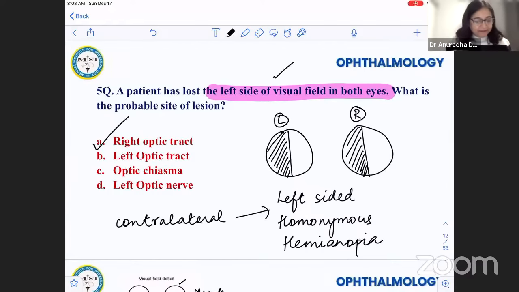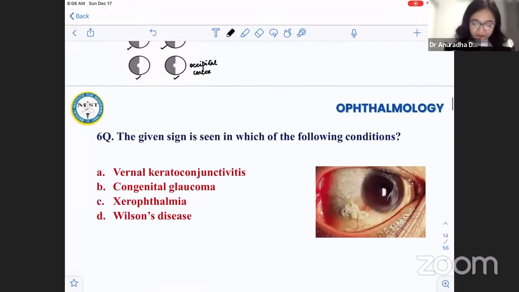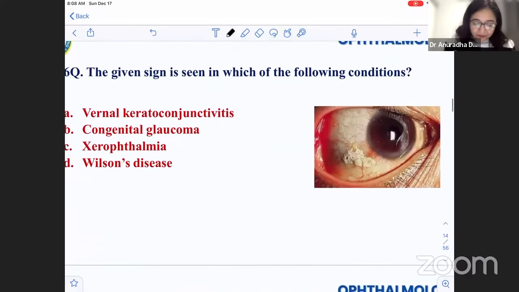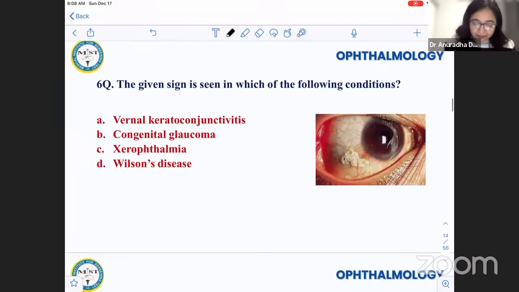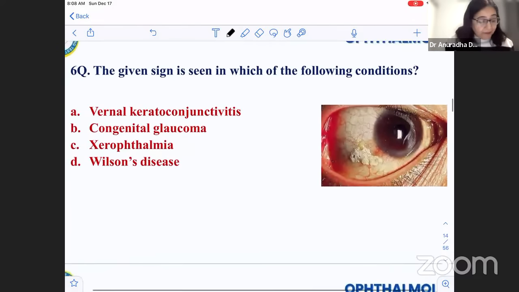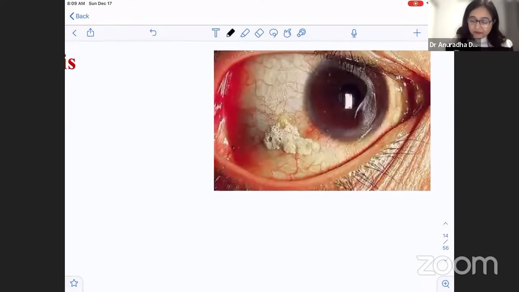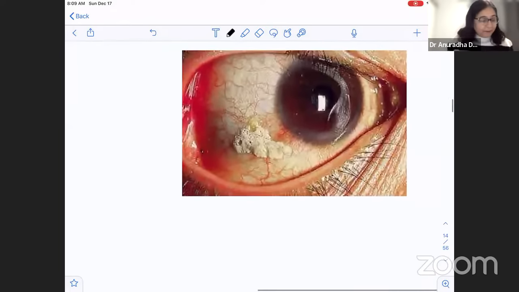Right. Fine. So this is the time now to move on to another question. Again, a very simple question often asked in the exam. Come to the next question now. The given sign is seen in which of the following conditions? Again, an image-based question, a spot diagnosis. Tell me what you are seeing here.